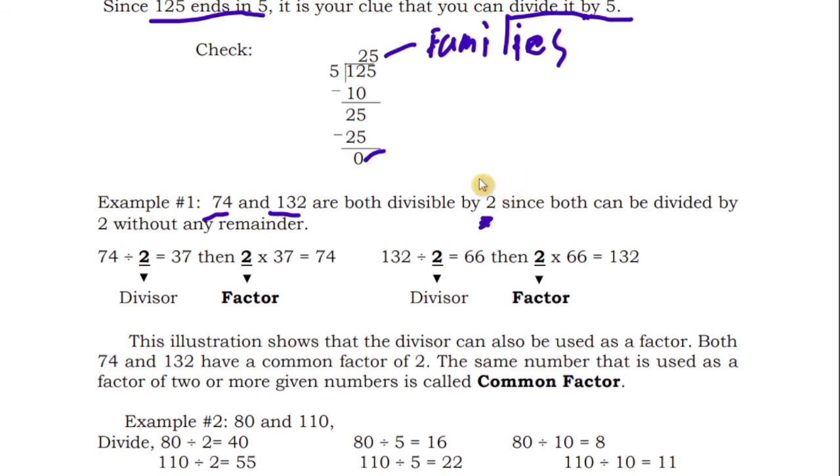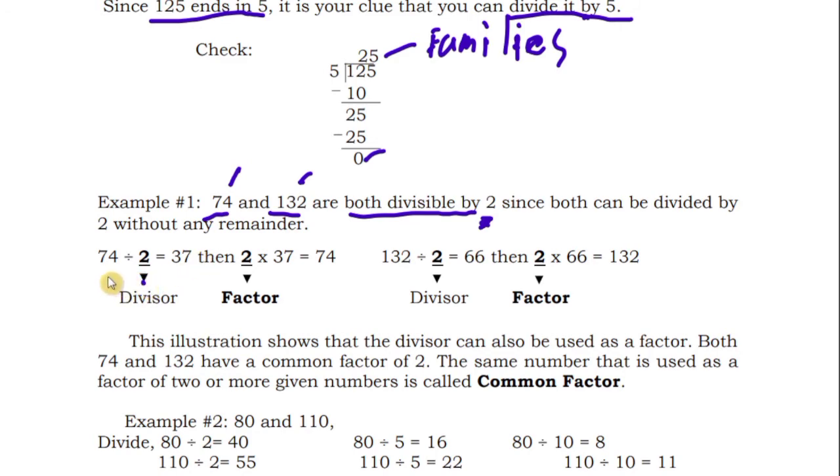Accordingly, if the number ends with an even number, what does it mean by ends with an even number? Let's say 4, since 74 and 132 end with 4 and 2. Then 4 and 2 are even numbers. That is why they are divisible by 2, since both can be divided by 2 without any remainder. That is correct, so our divisor now is 2.